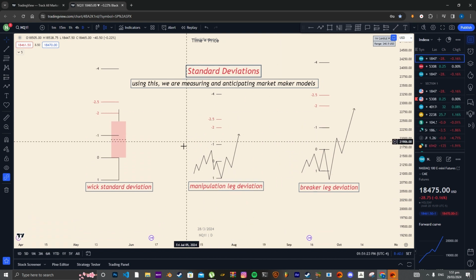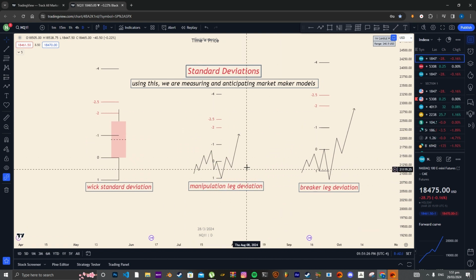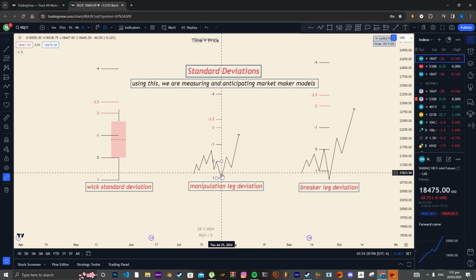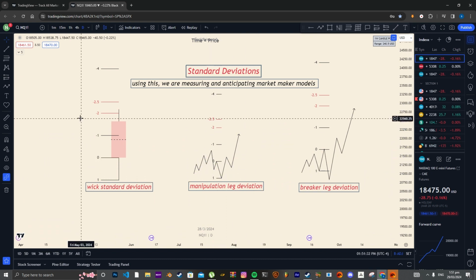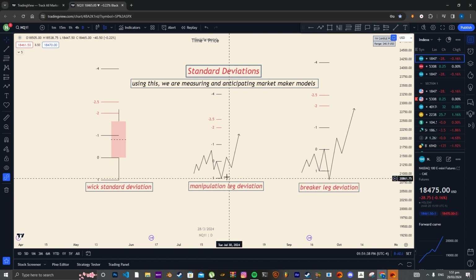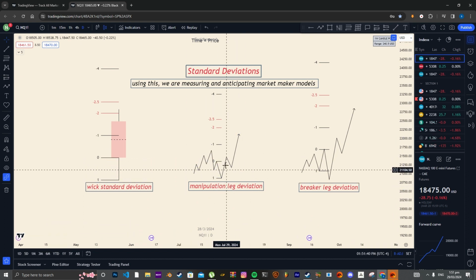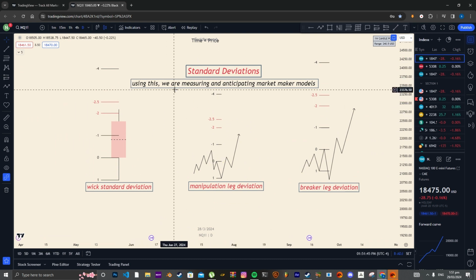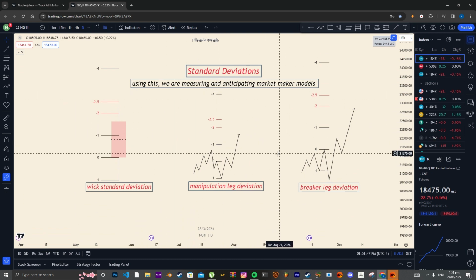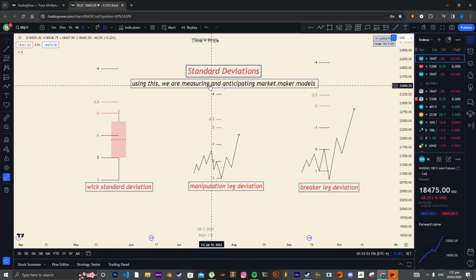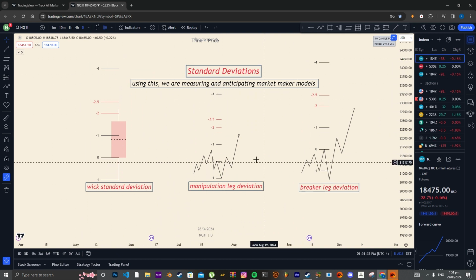But our second type is our manipulation leg deviation. This is when you have a breaker, or an A, B, C, D leg. It makes a low, higher low, high, lower low, higher high, and then you tap into it. In this example, I like to use the manipulation leg to cast out my deviations and anticipate the market maker models. Note that these are not going to be perfect all the time. It is only used to anticipate where we could see potential reversals and retracements within the market.